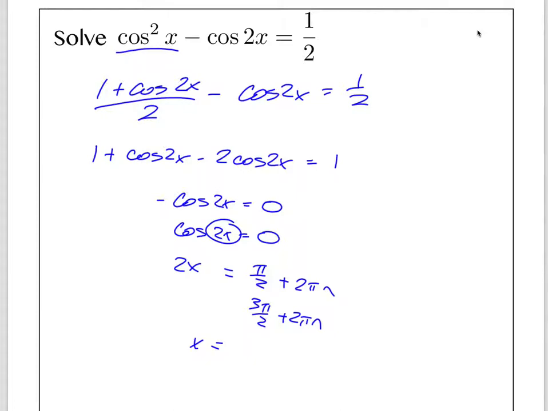So what's pi over 2 divided by 2? Pi over 4. And I have to divide the 2 pi n by 2 as well. What does that give me? That gives me pi n. And divide the 3 pi over 2 by 2, I get 3 pi over 4. Divide the 2 pi n by 2, I get pi n. So there are the solutions to my equation.